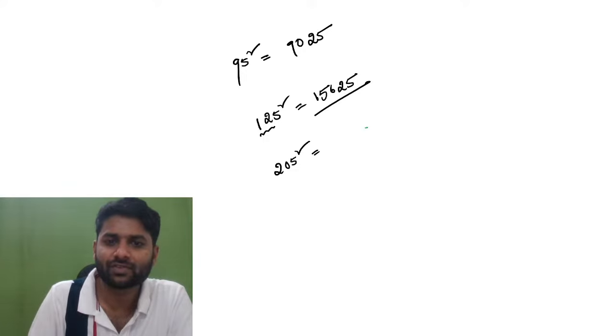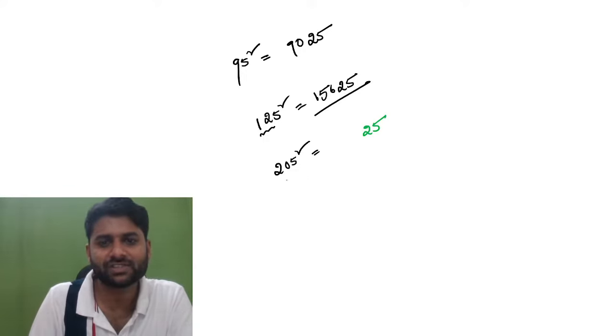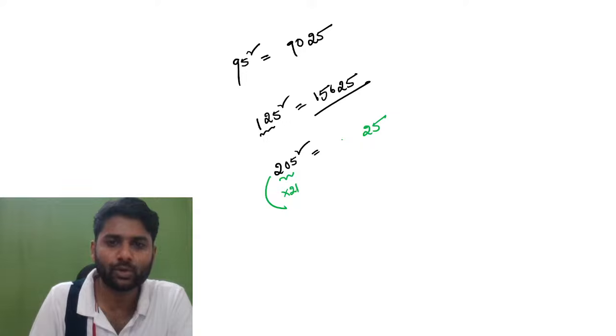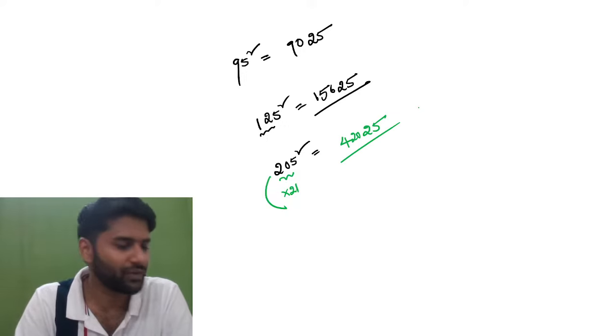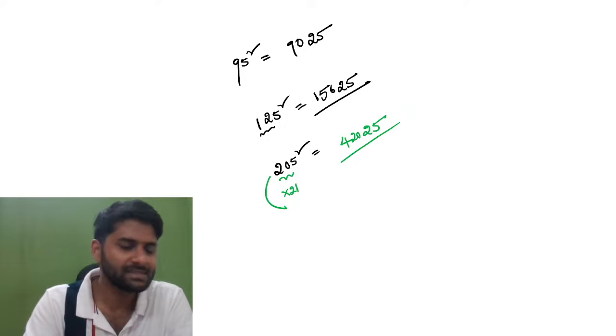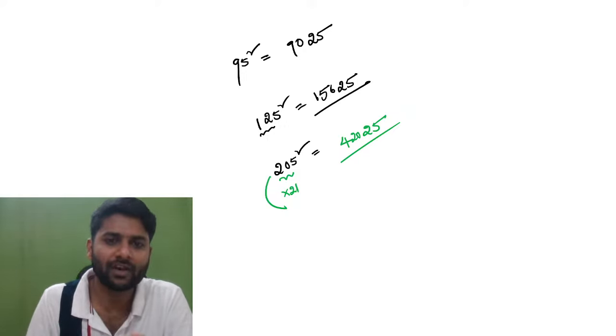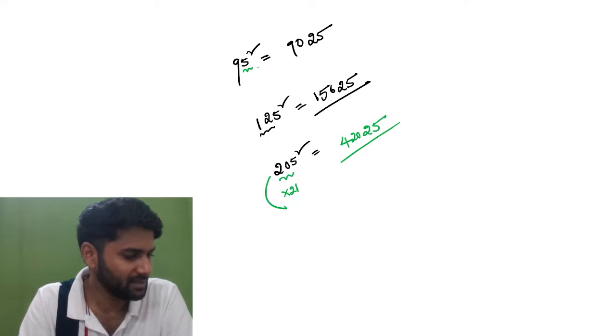205 square. So you know that 5 square, last two digits, is 25. Here the next number of 20 is 21. 21 into 2 is 42, into 10 is 420. So the answer is 42025. Hope it's clear. This logic is applicable only if the units place is 5. Clear? Let's go for the remaining questions.